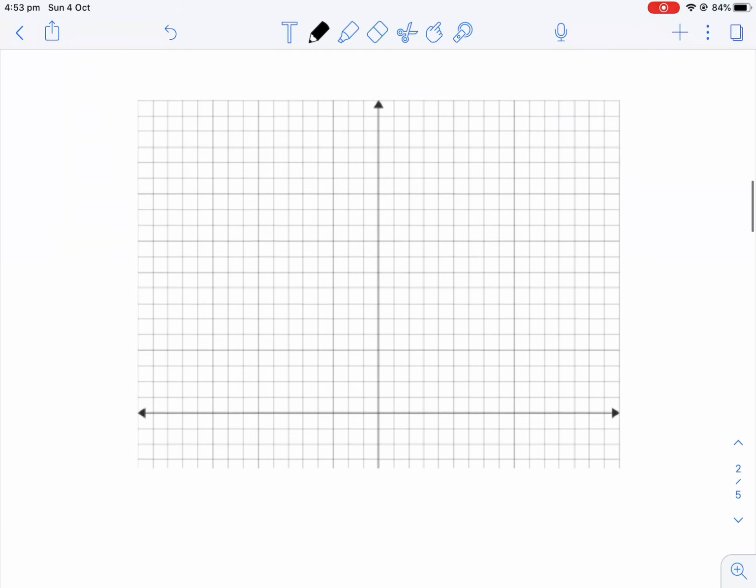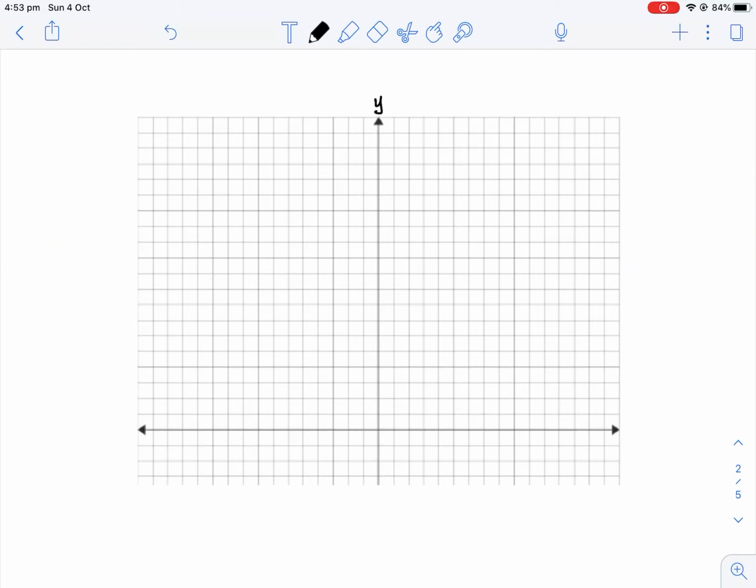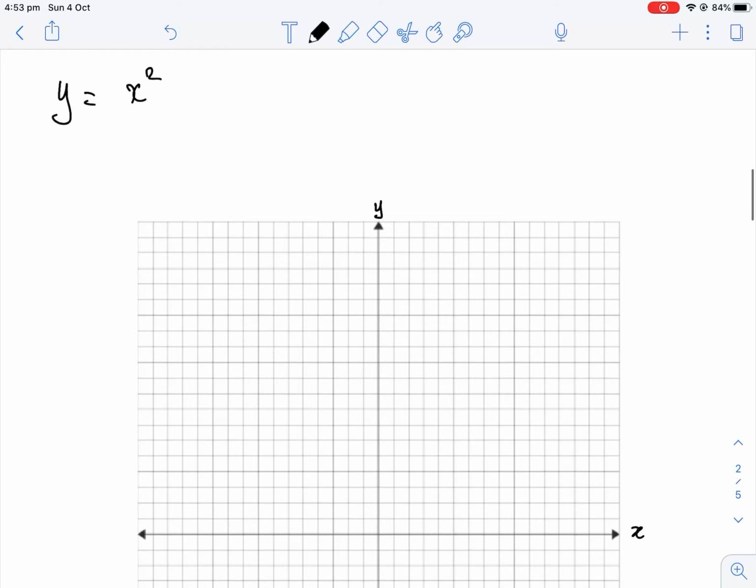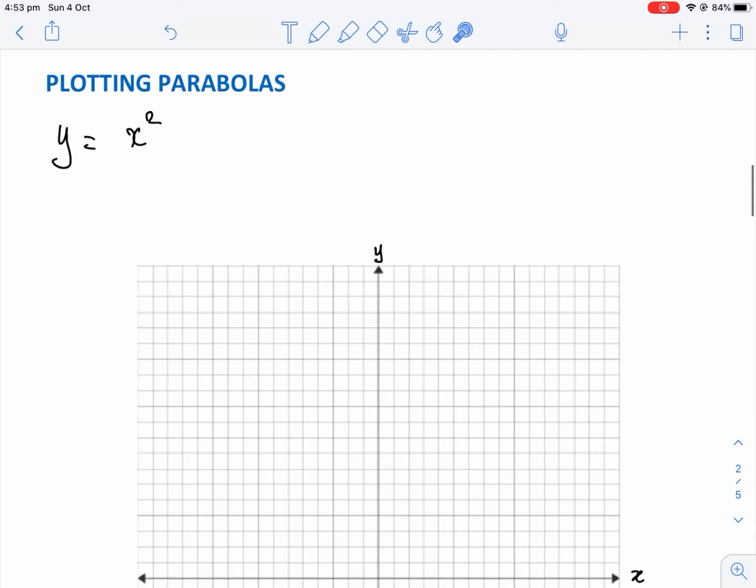In this Cartesian plane, this one is y, this one is x, and as long as I have y equals something, a function of x, then I can represent the relationship in this Cartesian plane. And here x is squared, quadratic, so definitely the shape of the relationship is going to be a parabola. So how do we plot this?